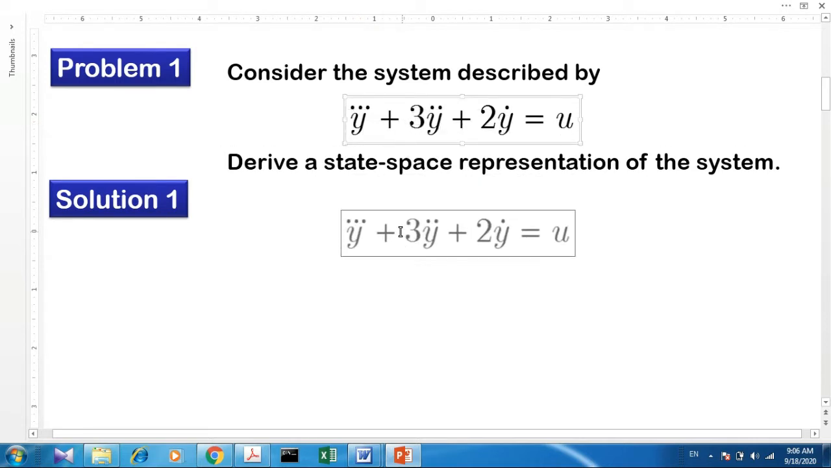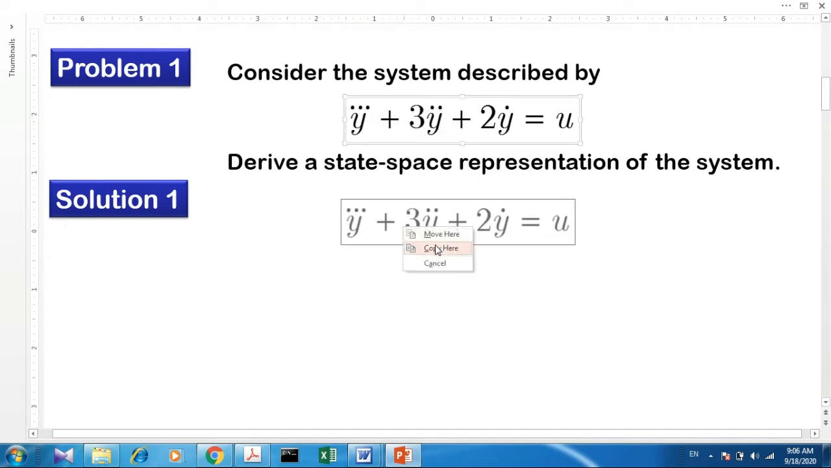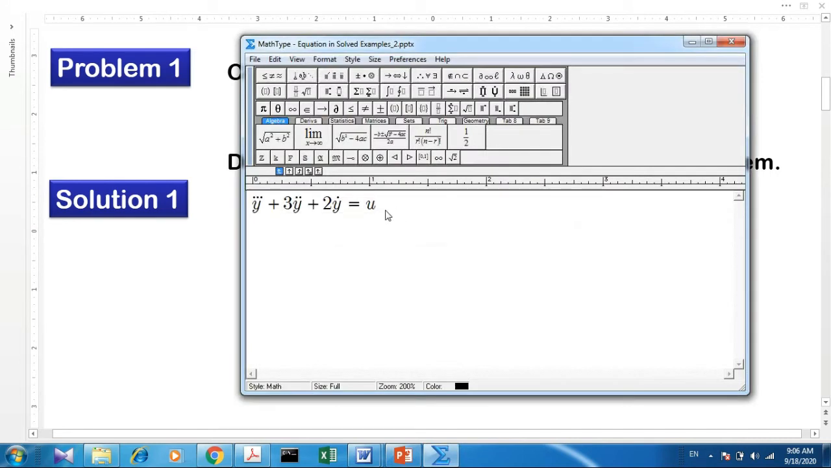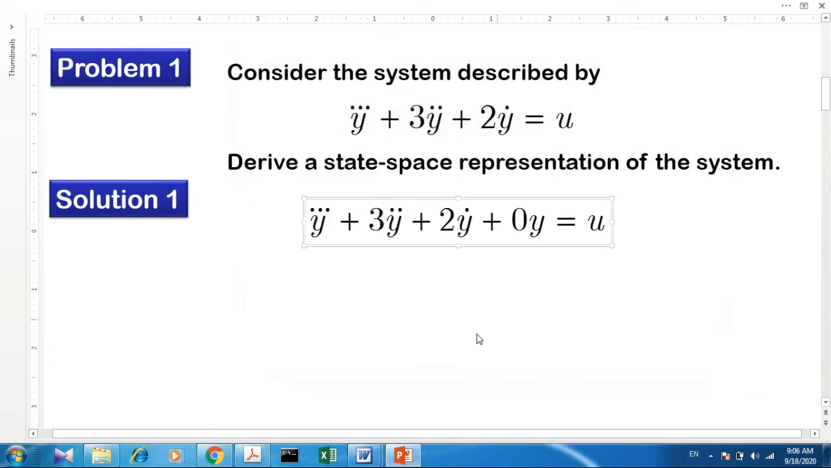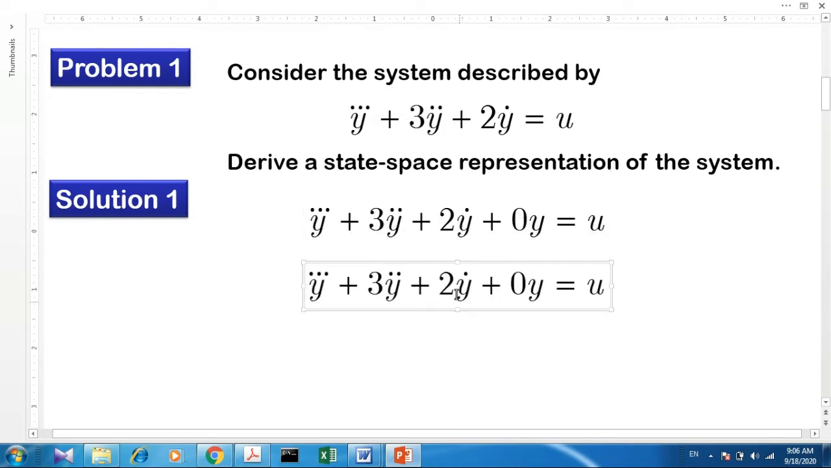We take a copy of this equation. Firstly, we rearrange the equation because there is a deleted term with coefficient 0, plus 0y. As we observe, this equation is a third order differential equation in which the forcing function, the input function, doesn't involve derivative terms. So, the first step is to define the state variables.